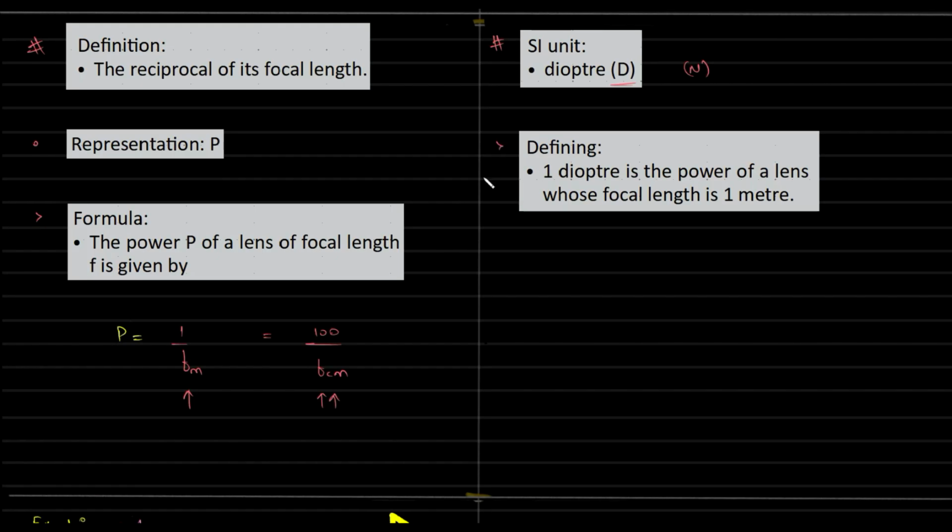Defining one diopter is quite simple. Whenever you have to define, you always go back to your formulas. If we need one diopter, it is 1 divided by 1 meter, and 1 divided by 1 is 1. So 1 diopter is the power of a lens which has a focal length of 1 meter.